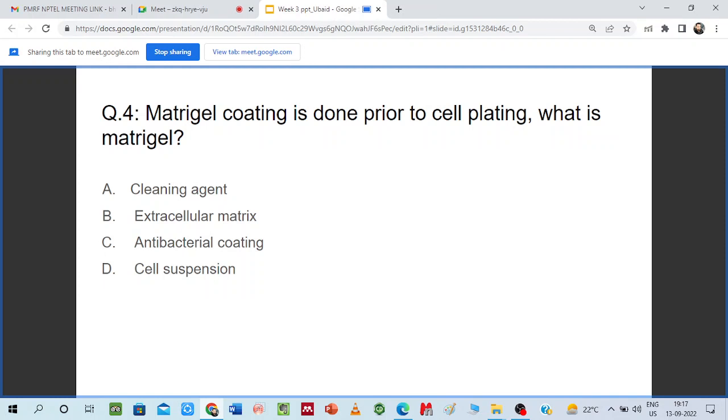Fourth question is, matrigel coating is done prior to cell plating. What is matrigel? Cleaning agent, extracellular matrix, antibacterial coating, cell suspension.